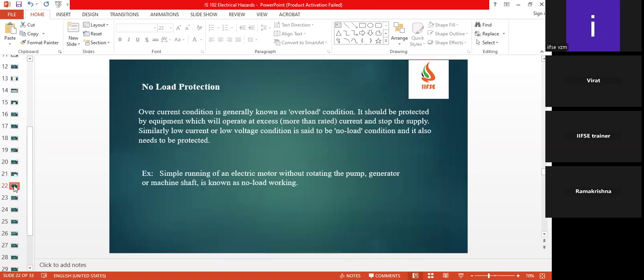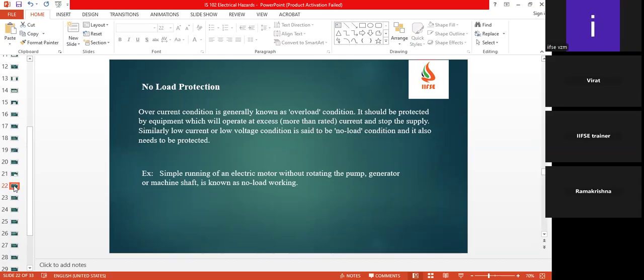Then no load protection, which is also very important. An over current condition is generally known as an overload condition, meaning you are drawing more than the capacity of the conductor or cable you are using. It should be protected by equipment which will operate at more than the rated current and stop the supply. Similarly, a low current or low voltage condition is said to be a no load condition, and it needs to be protected.